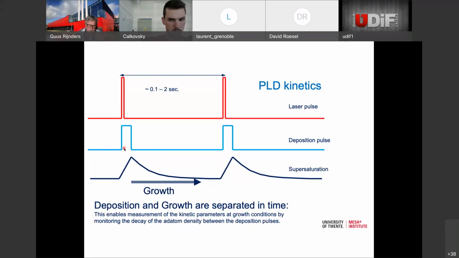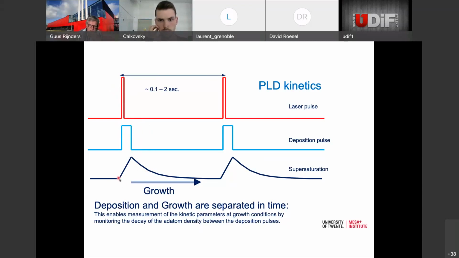This ablated material forms a high pressure gas that is just in front of the target, and because of the pressure difference of this high pressure with the vacuum, this gas starts to expand. And when it expands, the species will hit the substrate, and you get deposition. That takes, of course, more time. So that's why these deposition pulses are a little bit longer than the laser pulses. Laser pulses 25 nanoseconds. Typical deposition pulses are in the range of a single microsecond or so, a few microseconds. So you get a very fast deposition, a very short pulse.